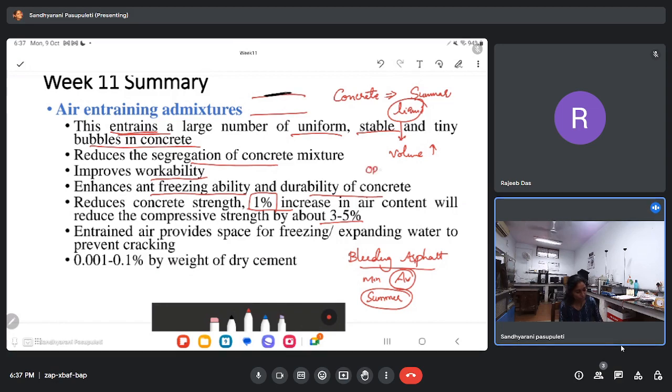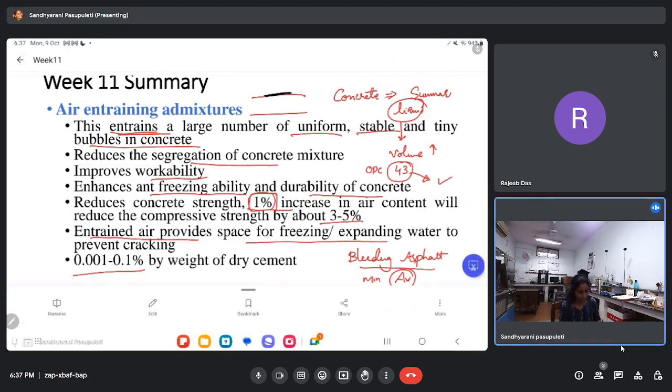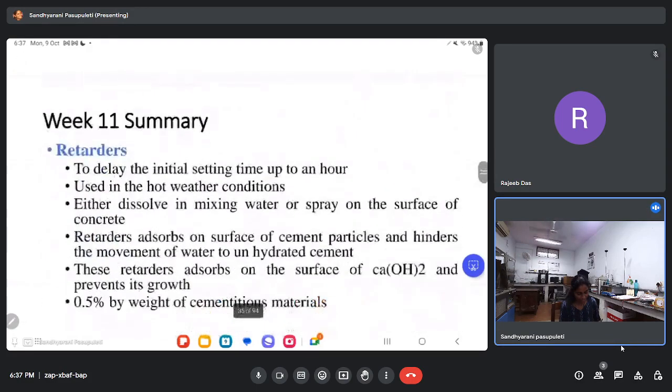Let us say if I am going to provide OPC 43, I should have a minimum of this compressive strength. In addition, we can also compromise on a few of the air voids, but it should still satisfy the compressive strength properties. This entrained air usually provides space for freezing or expanding water to prevent cracking. It is recommended to use 0.001 to 0.1% by weight of the dry cement. So this much amount of air entraining admixture can be added.